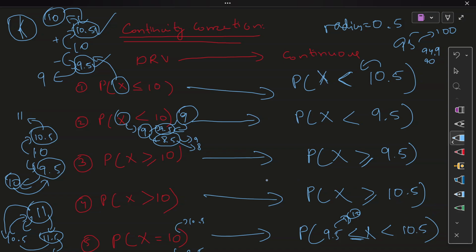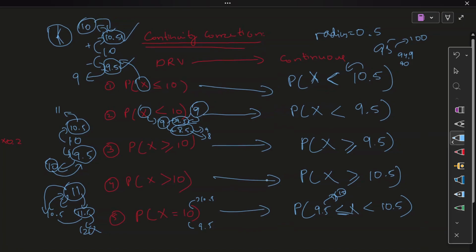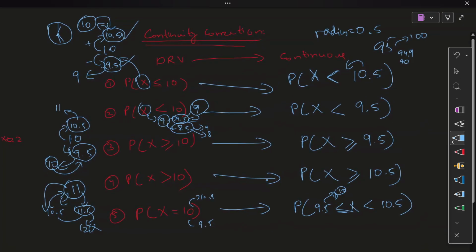So I hope the continuity correction method was clear to you guys. This is the way I learned it, and this is my own method of going about it. It's a little difficult, I would agree, but I think it's the easiest one. It is the least complicated one, I would say. That's how it made sense to me.